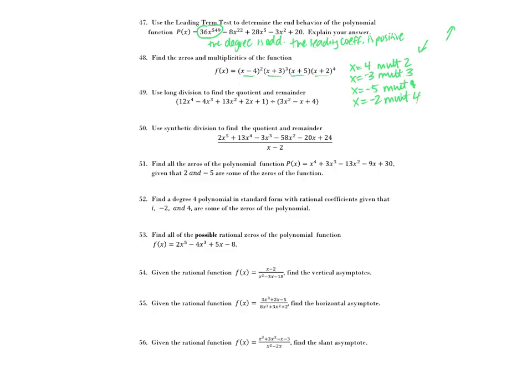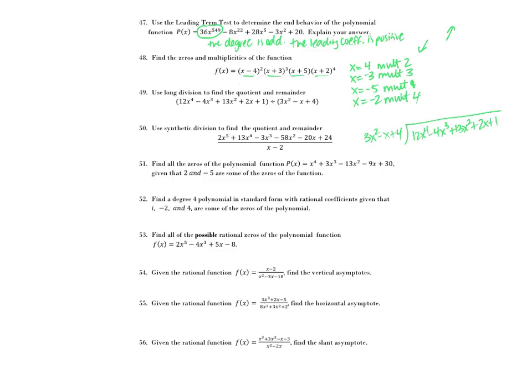Use long division to find the quotient and remainder. Okay, so we can do long division here. So we have 12x to the 4th minus 4x cubed plus 13x squared plus 2x plus 1. Note that I have 4th degree, 3rd, 2nd, 1st, 0. If we had any terms left out, we'd need to leave a space for them, but we don't have anything like that. Then I have 3x squared minus x plus 4.